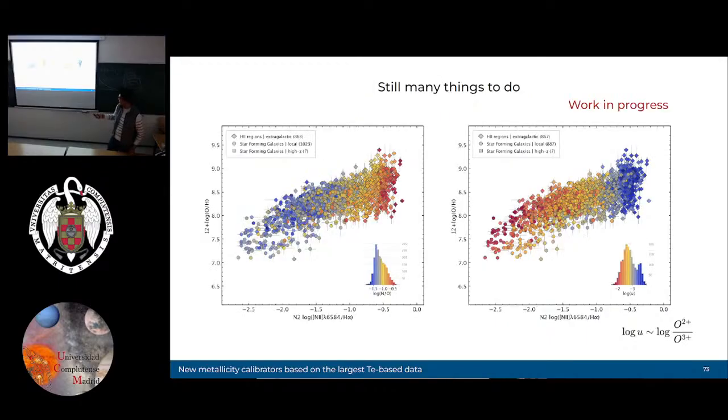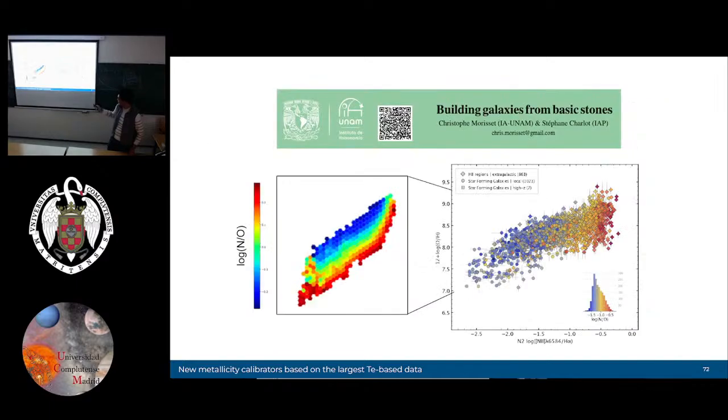Actually, Enrique Perez Montero did something like that for M2. So here you can see some effect of the nitrogen or oxygen ratio. But it's not that clear. For a given index, you can have several values, no? So we'll see how it works.